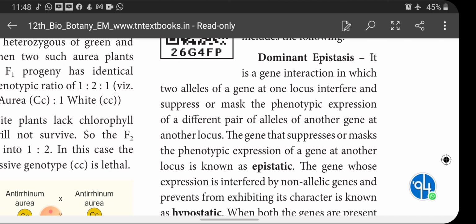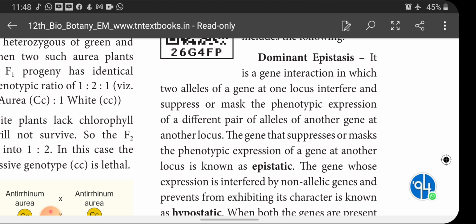And this is called what? Dominant epistasis. This is also a 5-mark question and important too. Dominant epistasis is a gene interaction in which two alleles of a gene at one locus interfere and suppress or mask the phenotypic expression of a different pair of alleles of another gene at another locus, right? This is called what? Dominant epistasis.